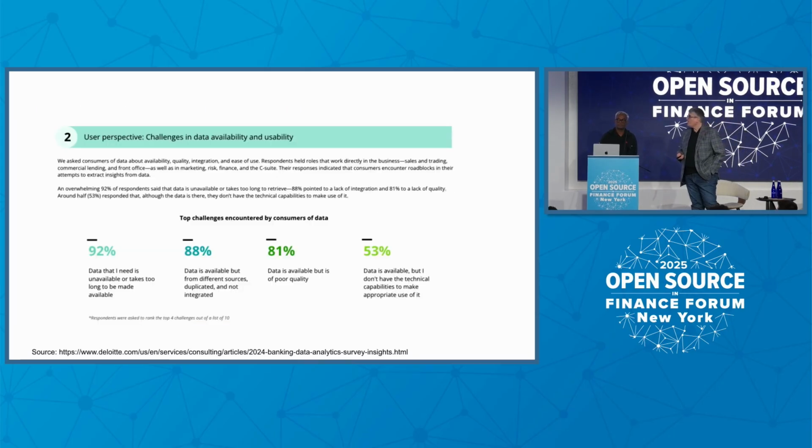So in some sense, that's reflected. It's not just us saying that. You have many studies showing that information, right? This is, for example, a study from Deloitte published in 2024, which basically said, look, 92% of the people think that the data that they need is not easily available to them, in a nutshell.